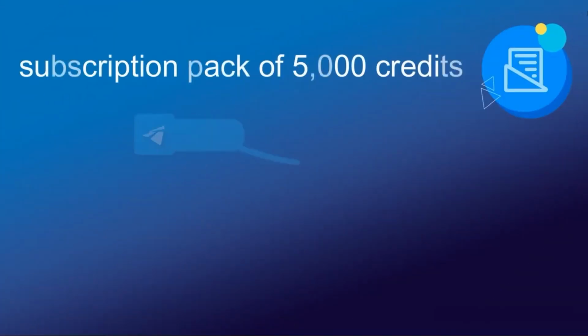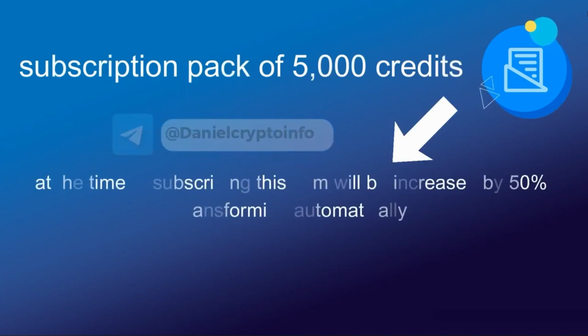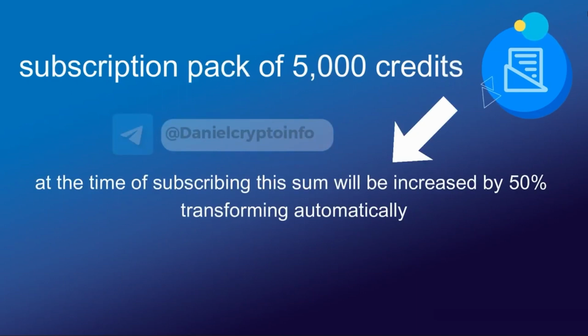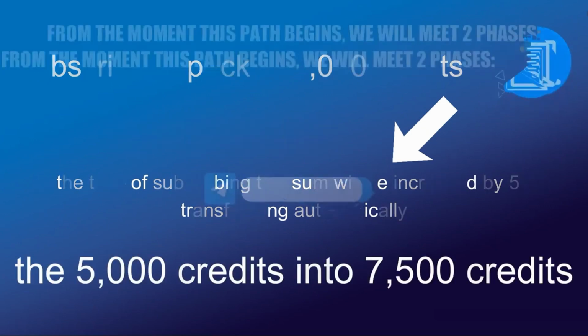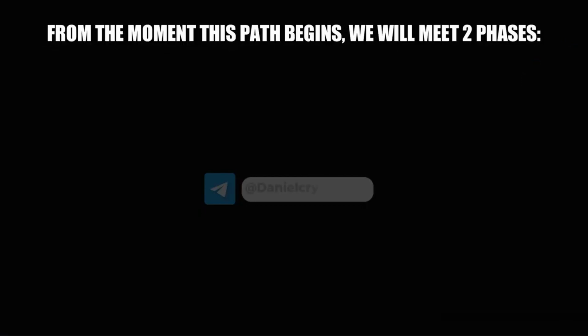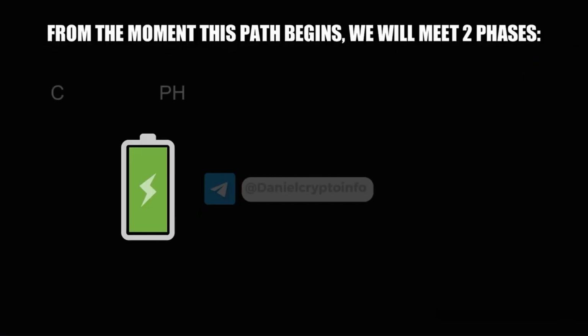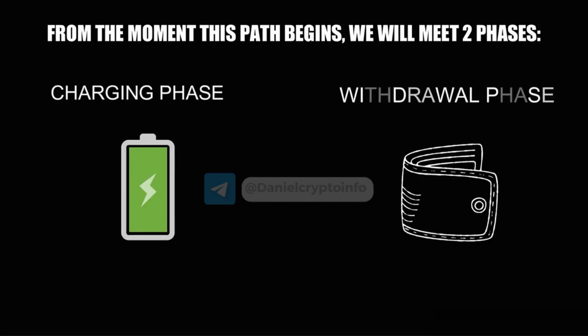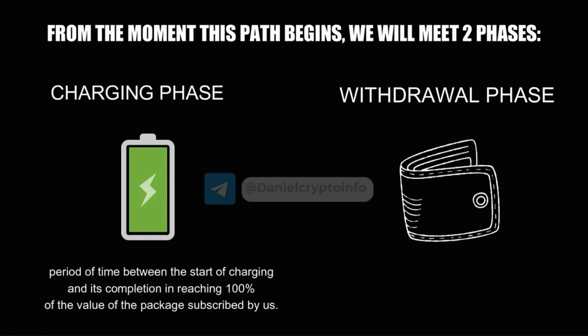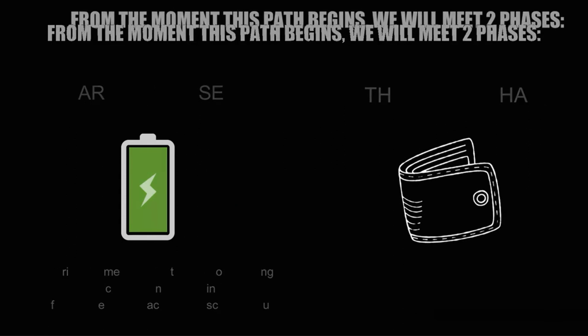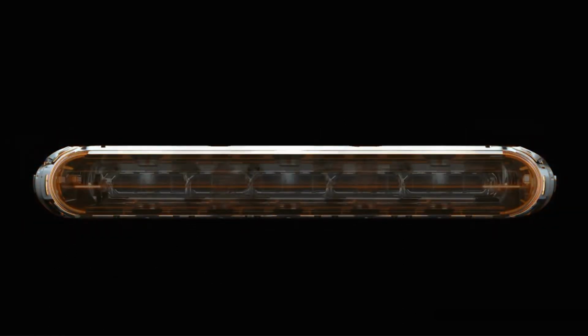The first step will be the subscription of the package of 5,000. At the time of subscription, this sum will be increased by 50%, automatically transforming the 5,000 credits into 7,500 credits. From the moment this path begins, we will meet two phases: the recharge phase and the withdrawal phase. The charging period refers to the period of time between the start of charging and its completion, in reaching 100% of the value of the package we subscribed. Try now to imagine an empty battery that needs to be recharged in order to work.